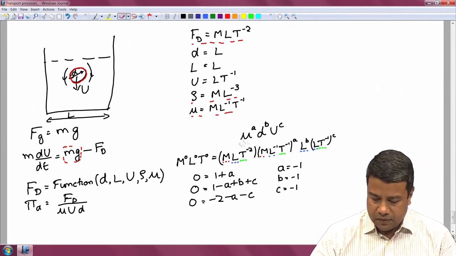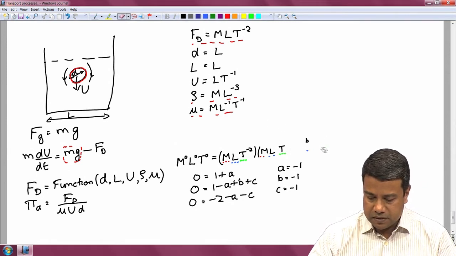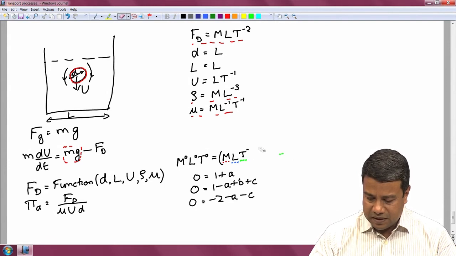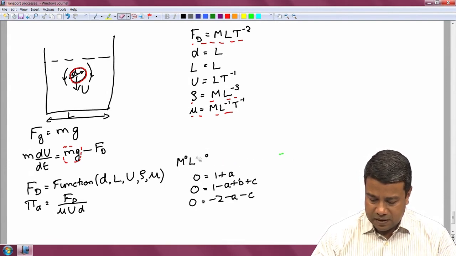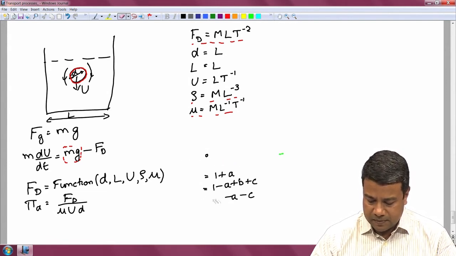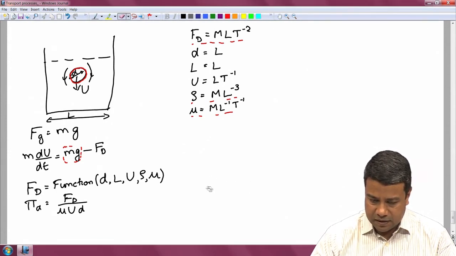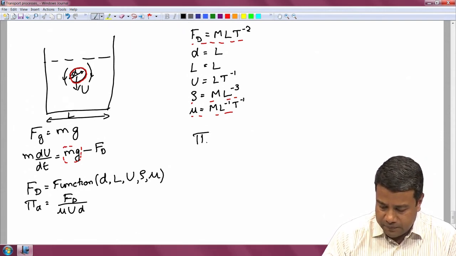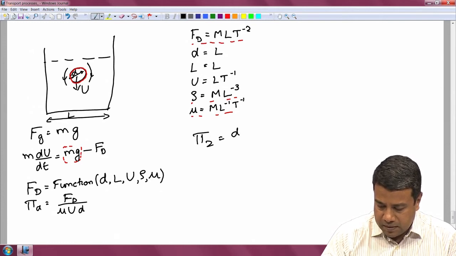Now, I should have 2 other independent dimensionless groups. One of them is quite easy to see, since I have 2 lengths in the problem, the particle size and the length of the tank. The second dimensionless group is simply going to be equal to d by L.